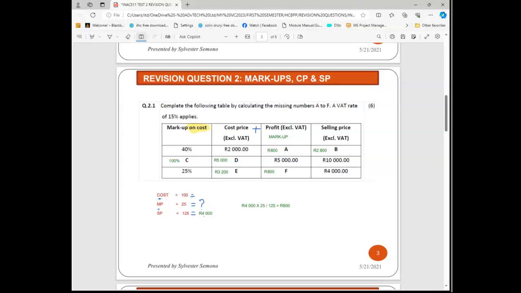Okay, so if it was 2,000 times 15 over 115, it will give me 260 rand and 87 cents. Then that VAT amount minus 2,000. Then it will be 1,739.13. So with that amount, I'll do the other calculations where I calculate for A and B. Yes. Okay, I understand.